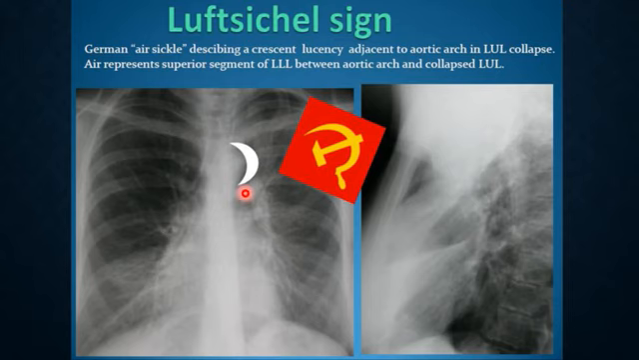So this is part of the lower lobe. The Luftsichel itself is part of the lower lobe that is interposed between the aorta and the collapsed upper lobe. Between them, this part, it's like a sickle or crescent. Okay? So, when you see that, it means there is a possibility of left upper lobe consolidation or collapse. Take a lateral chest x-ray and you can obviously see the pathology. Okay?